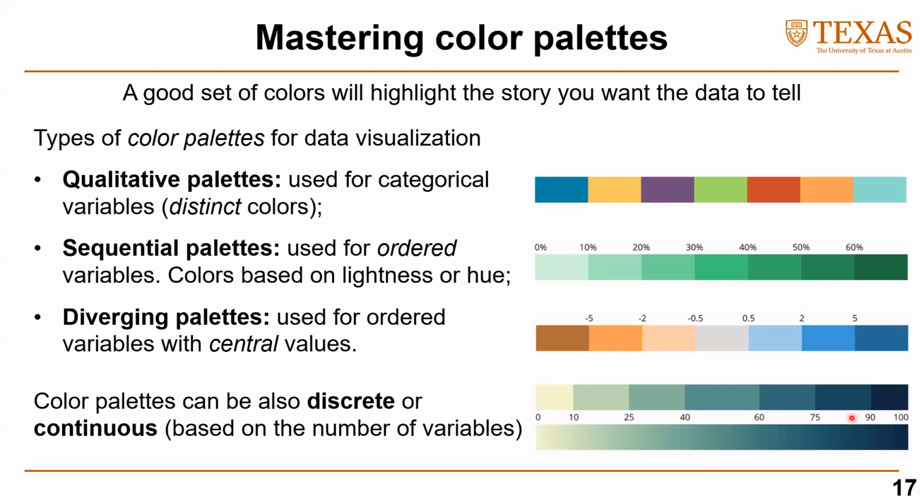Okay, so in this case, notice that this is a discrete palette, this is a continuous one, but both of these are diverging palettes because we have two ends on these. In this specific case, it is sequential. This one is diverging. These are sequential because we're just changing the hues and the lightness.